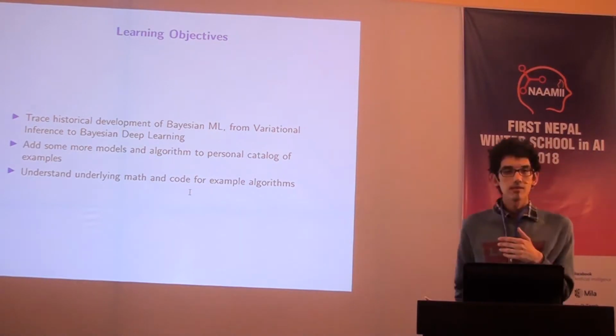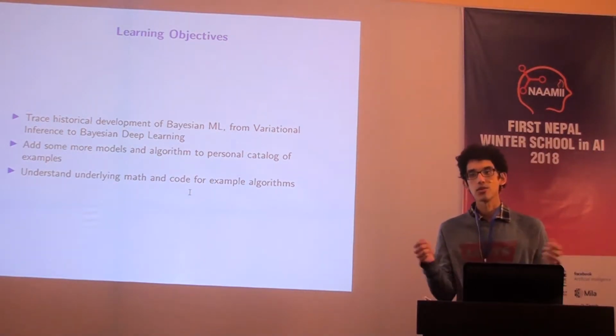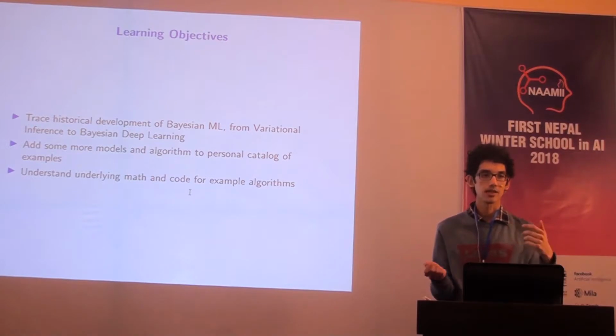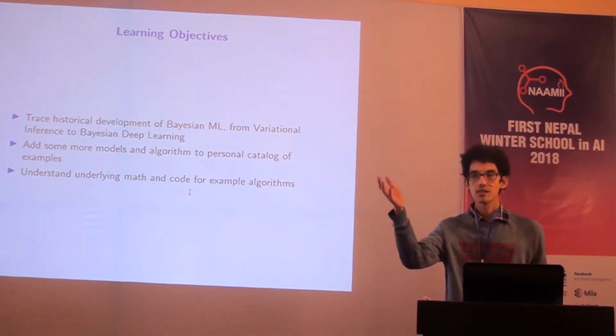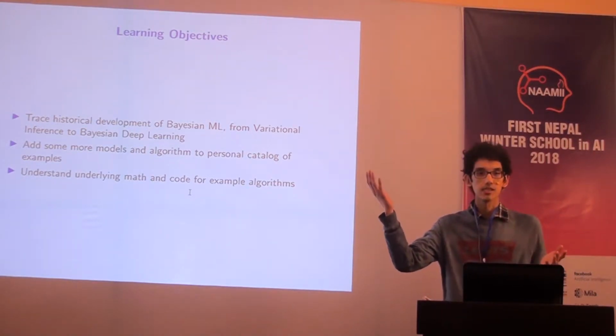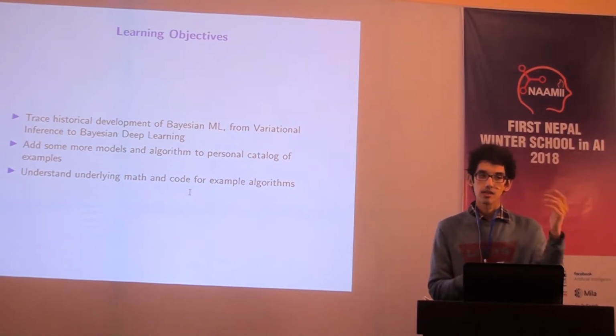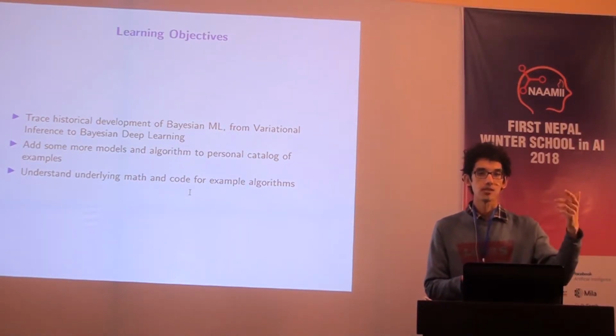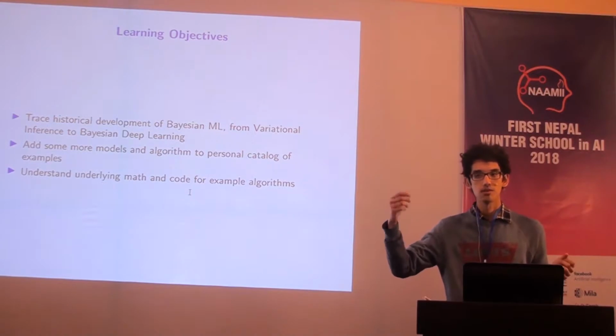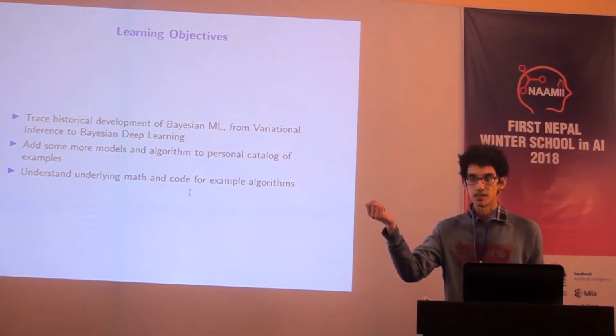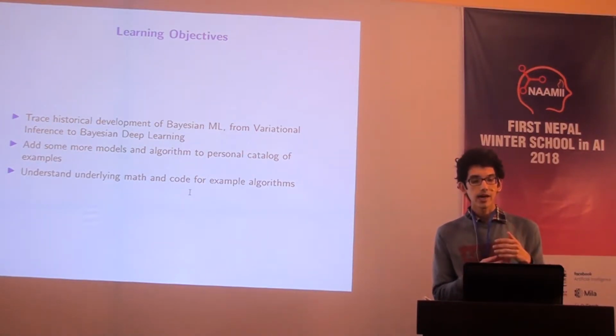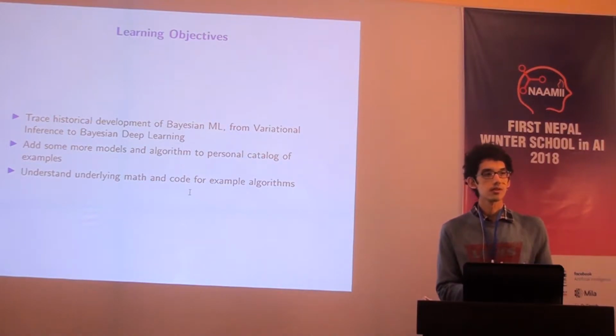First, I want to trace some of the historical connections. Just like yesterday, we started with logistic regression, and then we got up to ResNets. Today, I want to start with the foundations, like what is Bayes' rule, all the way up to what people are doing in Bayesian deep learning today. I want to add a few example models.